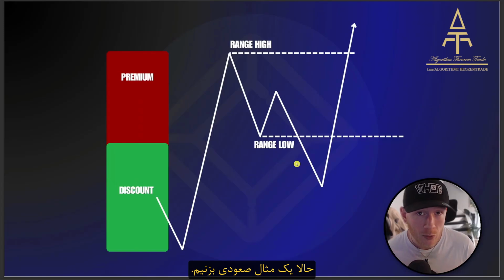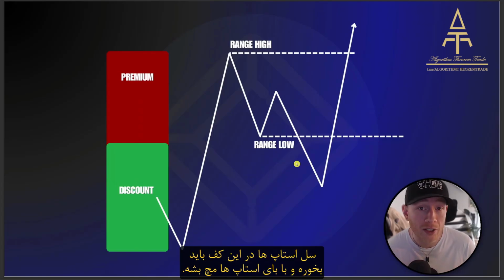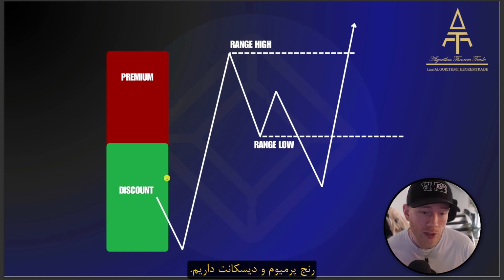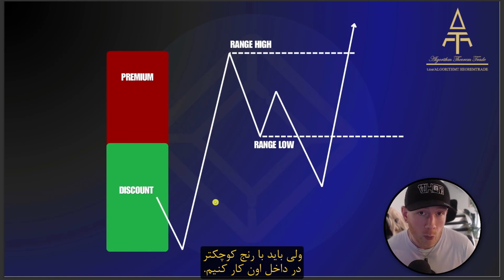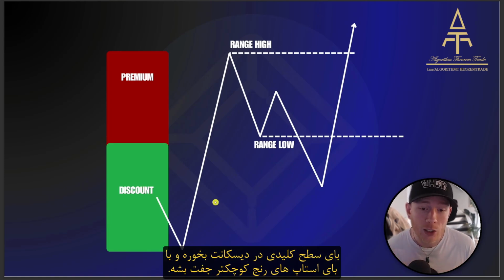Let's talk about buys, right? We had a sell example. For buys, we want to pair up the sell stops below a low and pair them up with the buy stops above a high. Same thing, we have a premium and discount range, but we want to work with a smaller range within a bigger range. This is going to be key. You want to see that key level in discount and order pair it with a smaller range.